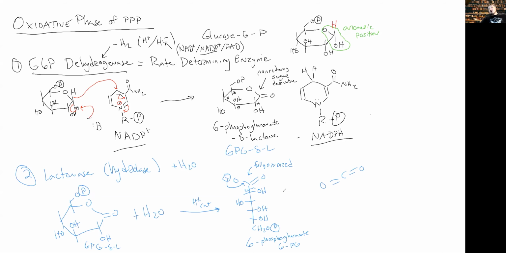So in the next step, we're going to be doing the second oxidation. So this is going to be step 3, the third enzyme of oxidation. And this is going to be 6-phosphogluconate dehydrogenase. And this is going to be our second NADP.